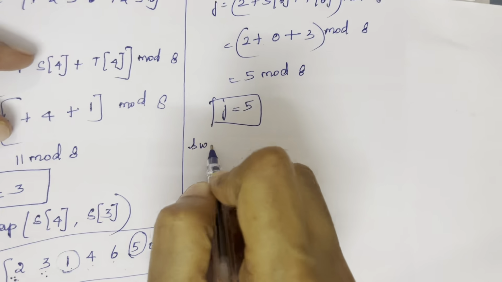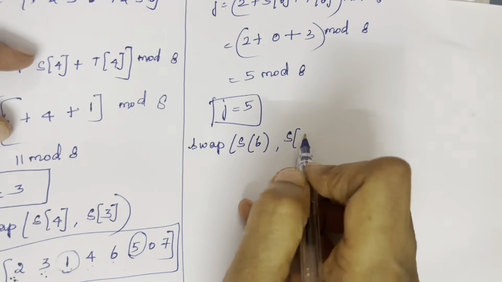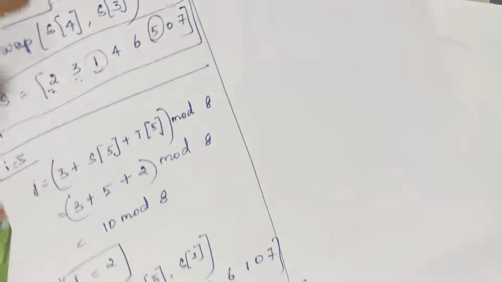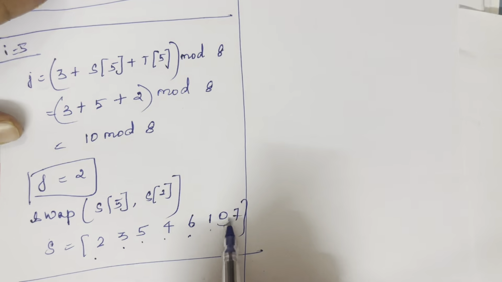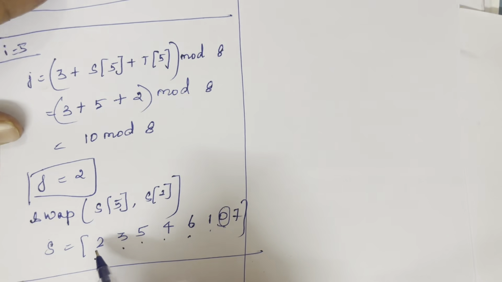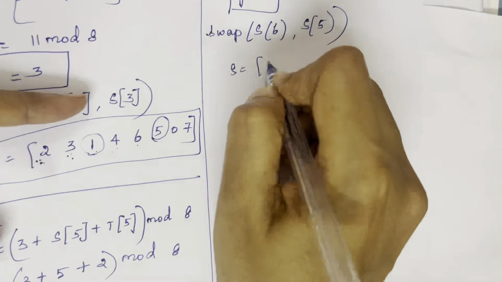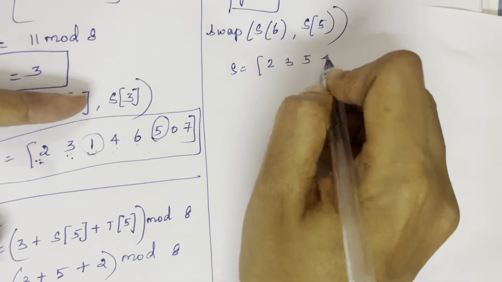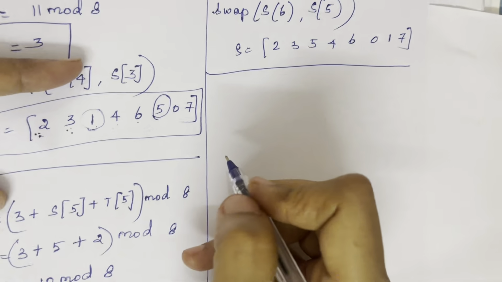Okay, now you have to swap s of i, that is s of 6, and s of j, that is s of 5. So what will you get? You have to swap between these two values. You will get s equal to 2, 3, 5, 4, 6, 0, 1, 7. Okay, this is what we get for i equal to 6.